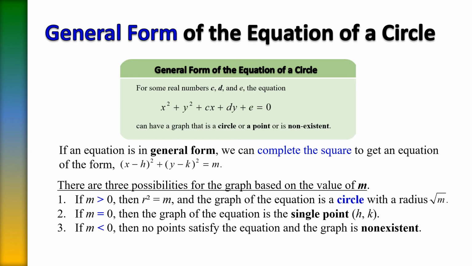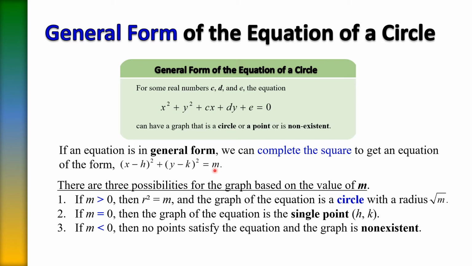Okay, so just keep in mind when we are writing an equation in these forms, there are 3 possibilities for the graph based on the value of m. So m would be that constant on the right side of the equation. If that number is greater than 0, in other words, it is a positive number, then the graph is going to be an equation of a circle.